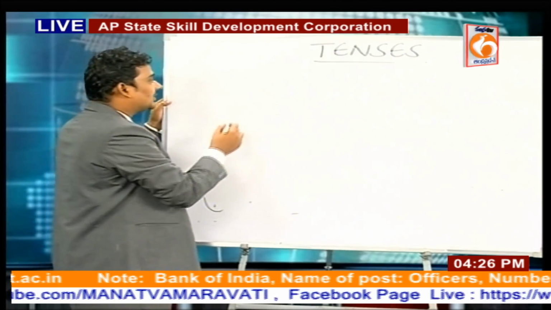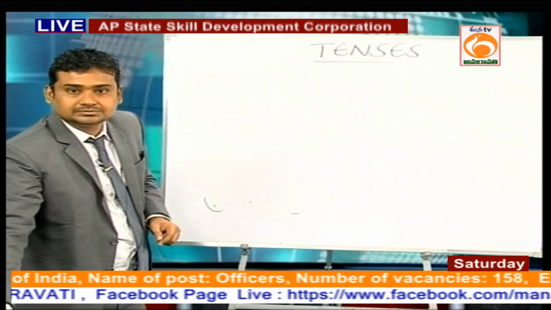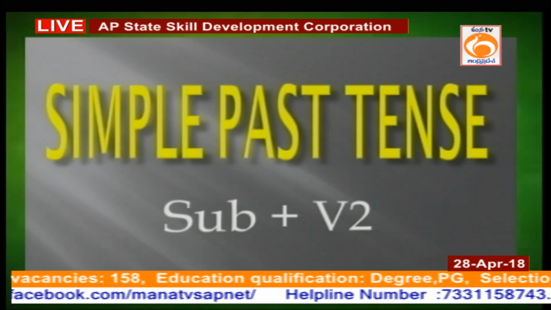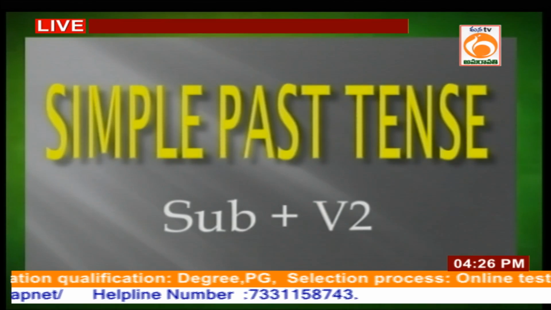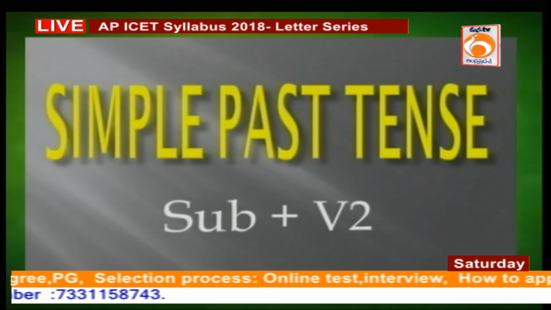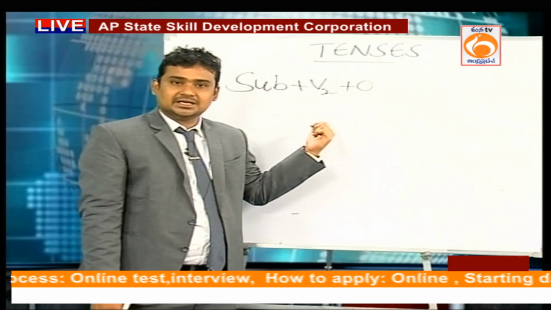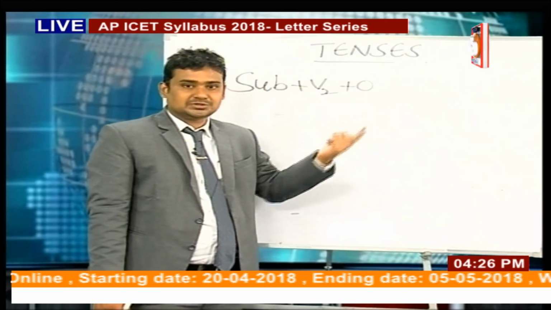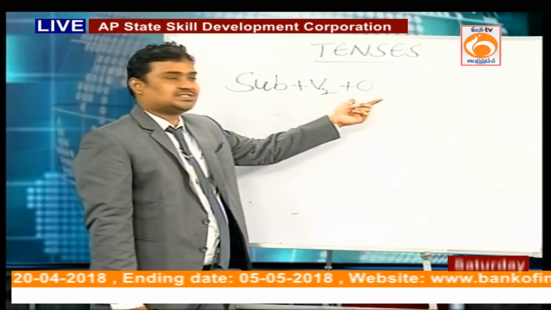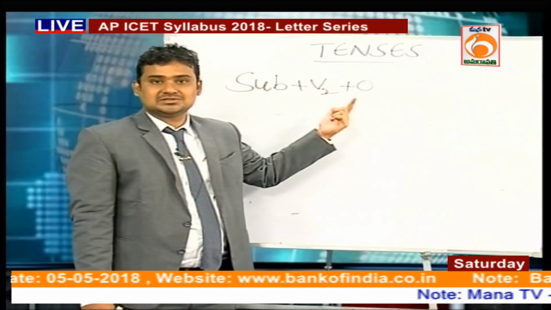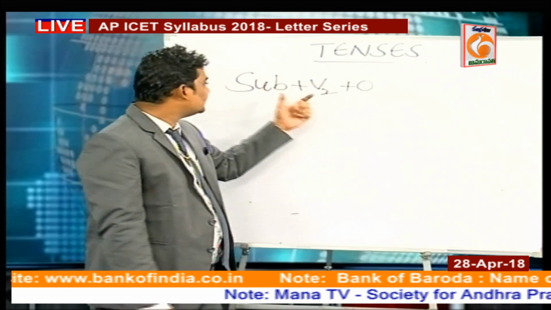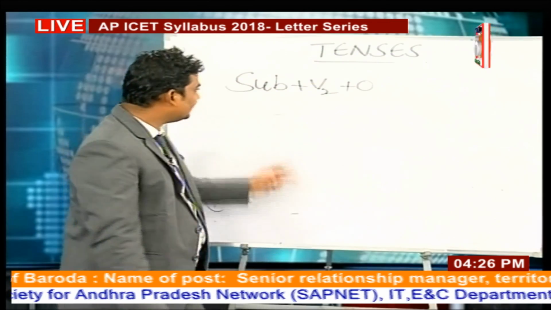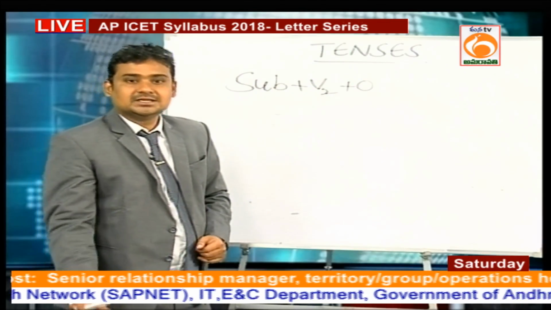The structure form of simple past tense is subject plus V2 plus object. Where should we use an object? If the sentence is transitive, we should use an object. If it is intransitive, we should not use it. So the object is not necessary; according to the transitive or intransitive sentence, we use an object. What is the basic structure form of the simple past tense? Subject plus V2 plus object. Subject plus V2 is the main structure form of simple past tense.